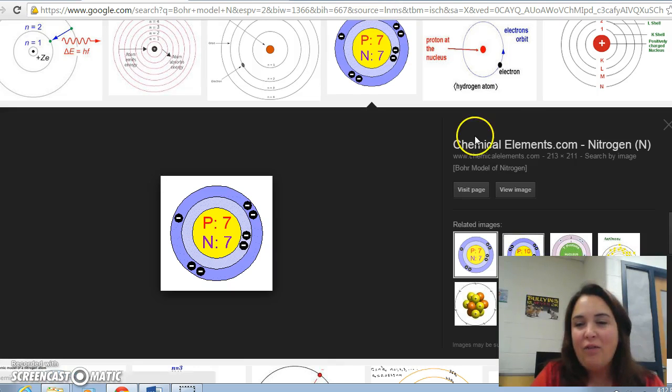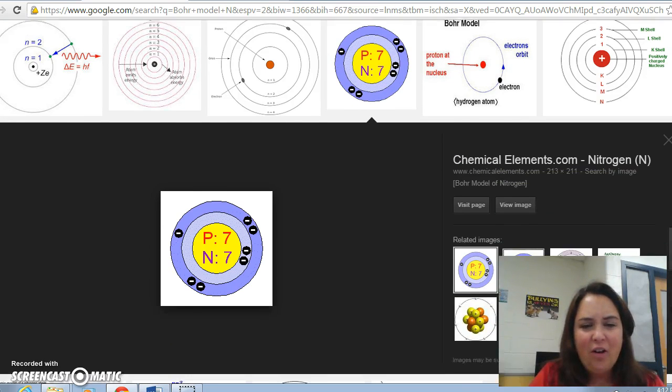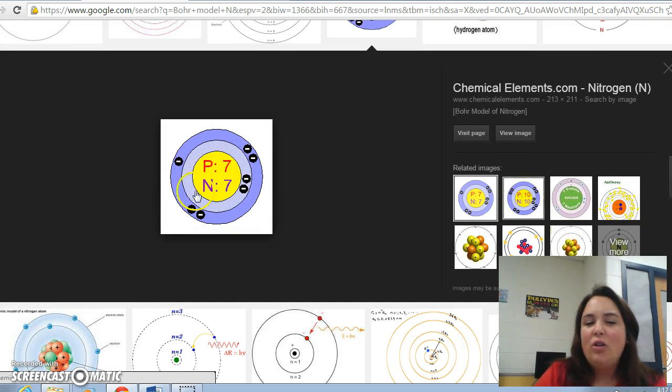So I went in and typed in Bohr model N for nitrogen, and I found a couple of things. This is one that I kind of liked. Inside the nucleus that they have colored, P is protons, there's 7. N is neutrons, there's 7. And then you can actually see the electron shells.